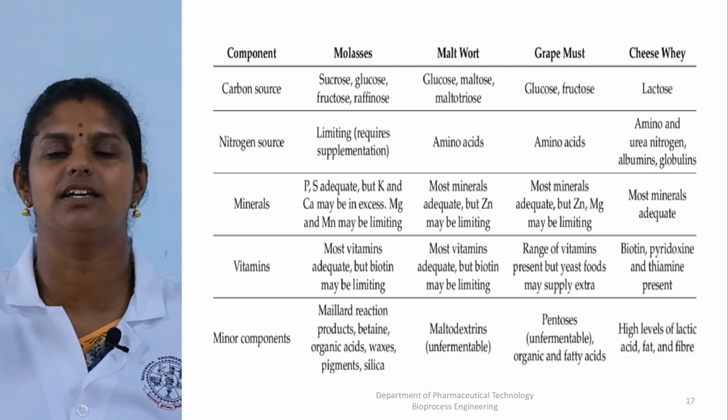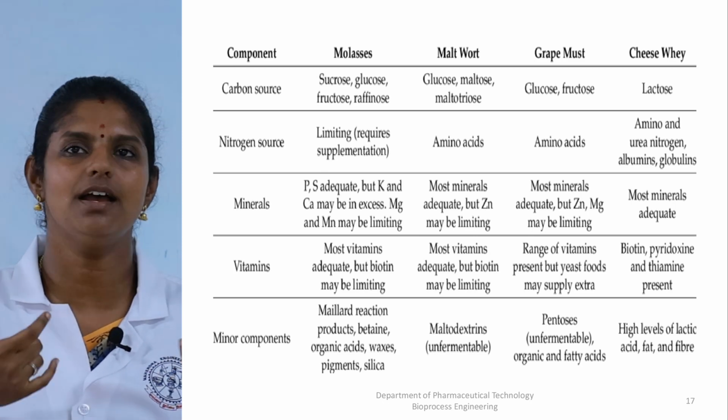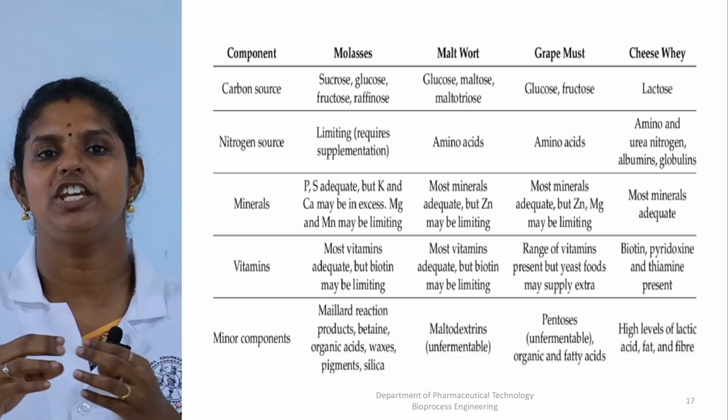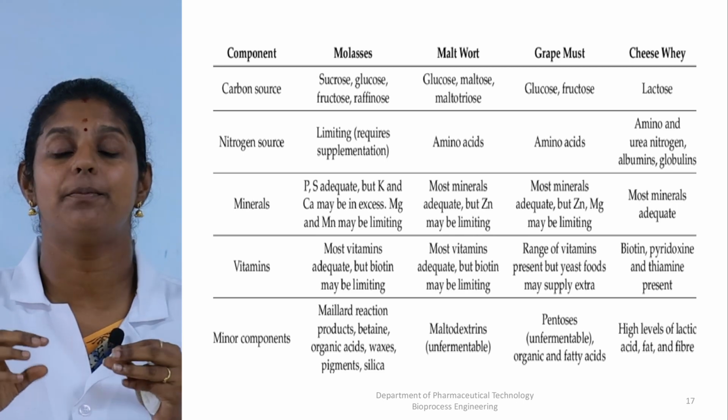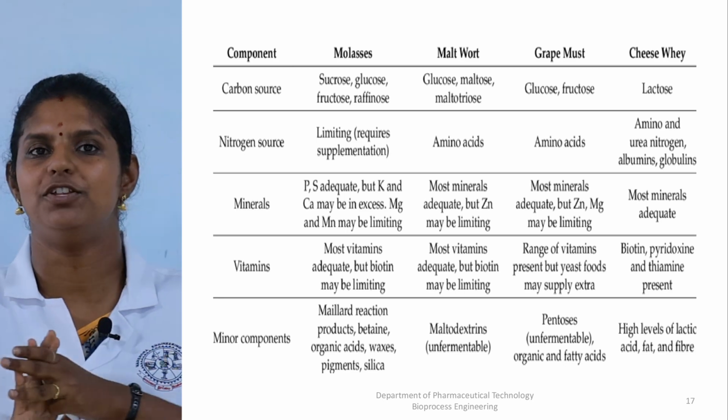We know the grape is a fruit from which we can get many vitamins, and it also contains minerals. Next is cheese whey, which is a byproduct of the dairy industries, and lactose is the major carbon source.